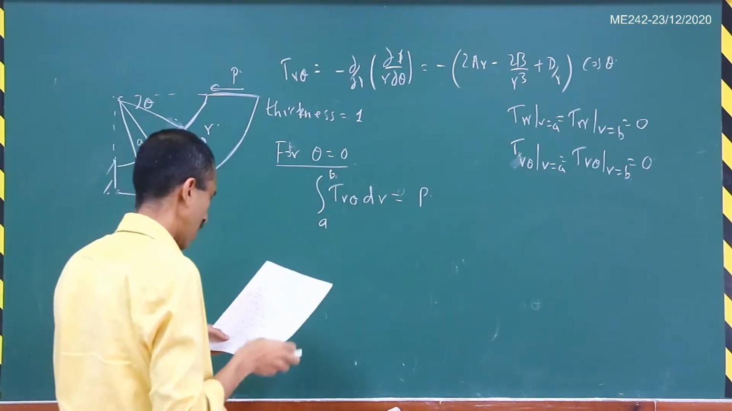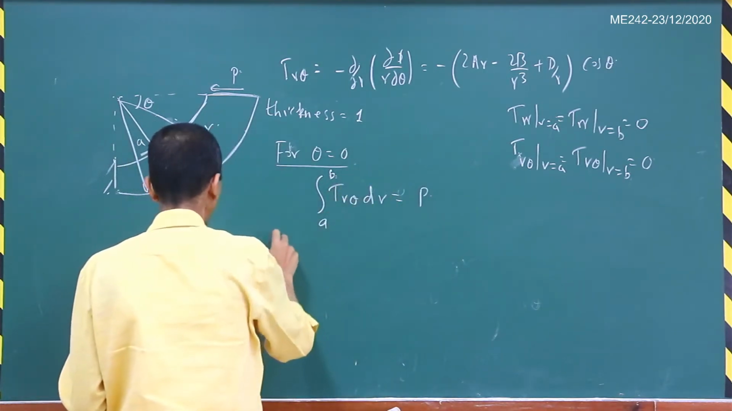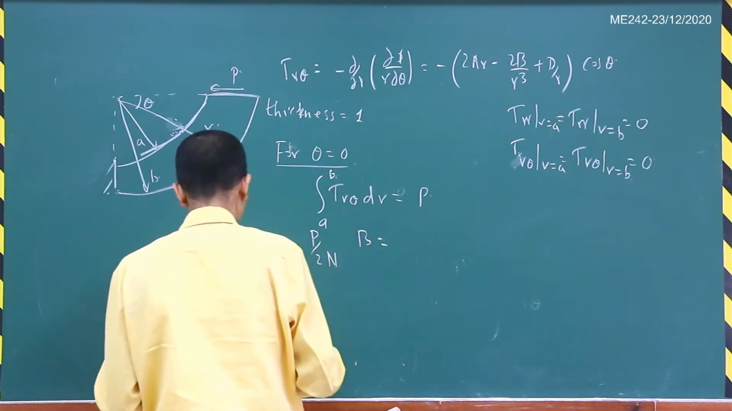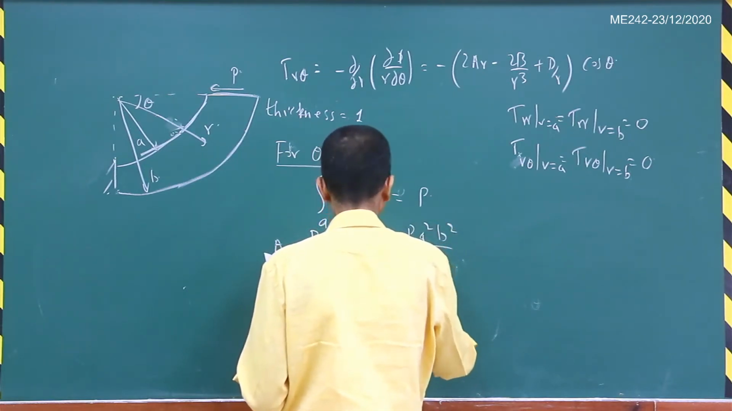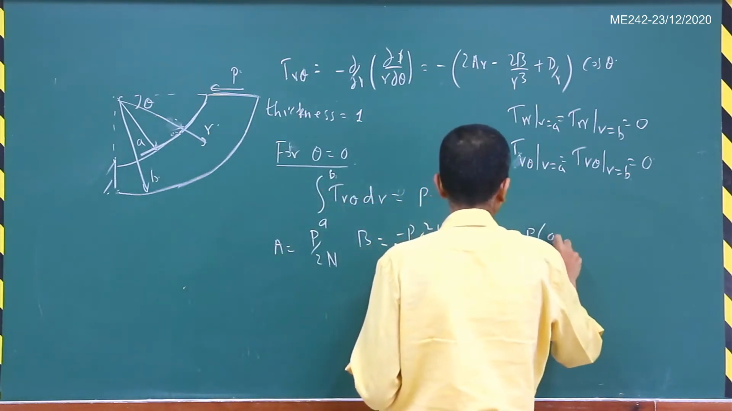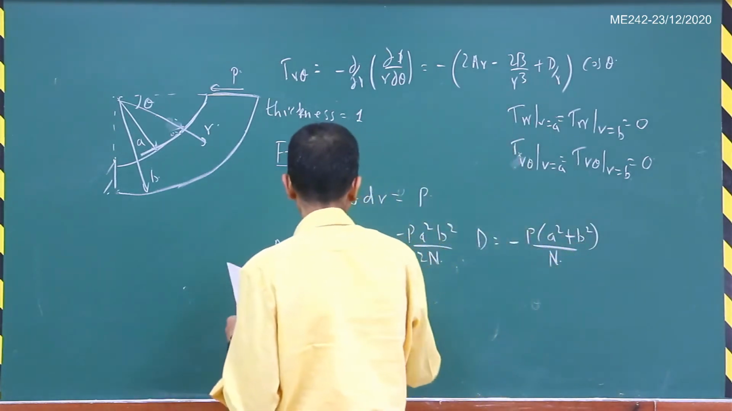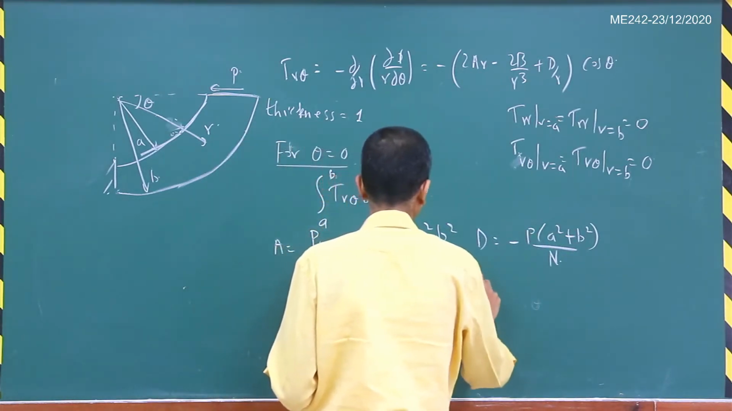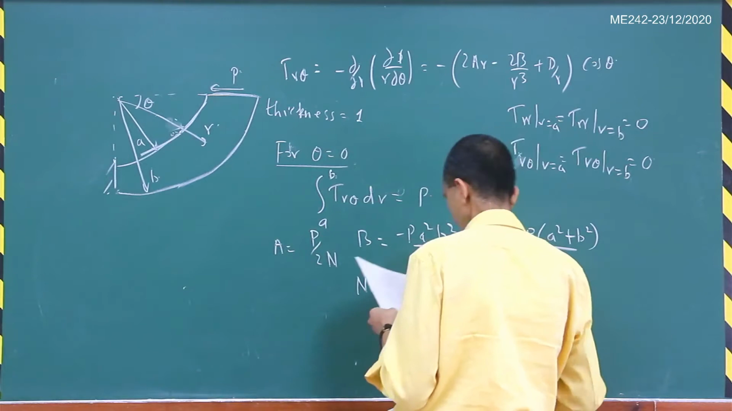Okay, so after you solve for the constants using these conditions here, you will get that A is equal to P divided by 2N. You will get B is equal to minus P a square b square divided by 2N, and you will get D is equal to minus P times a square plus b square divided by N, where this N is equal to a square minus b square plus a square plus b square times log of b by a.